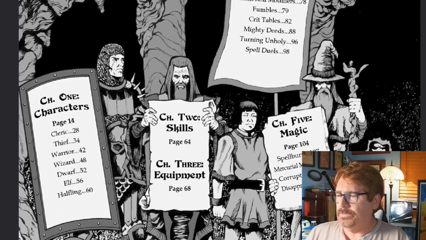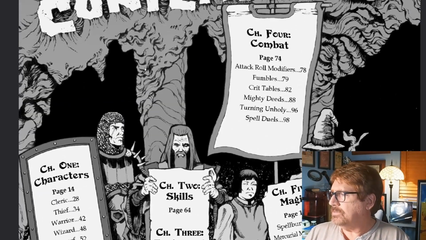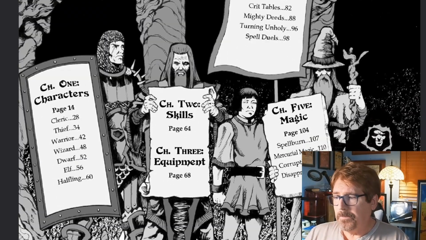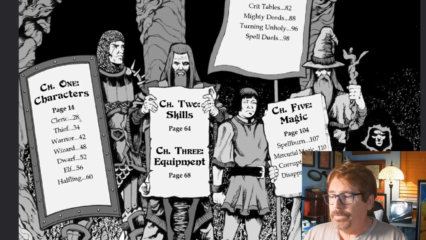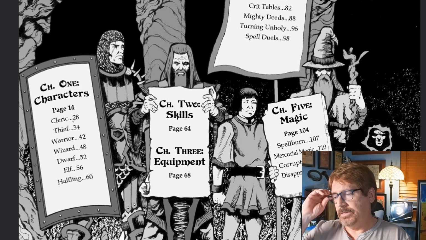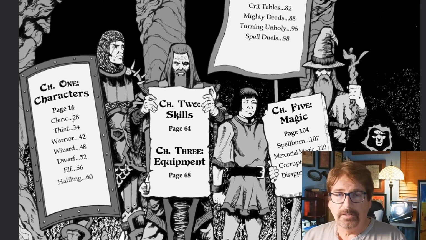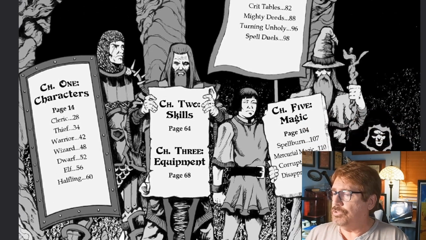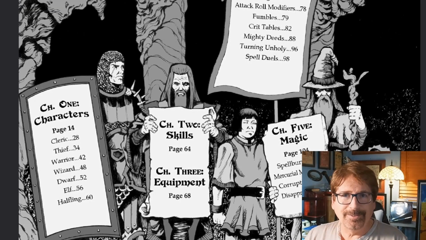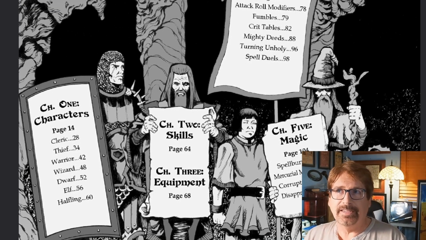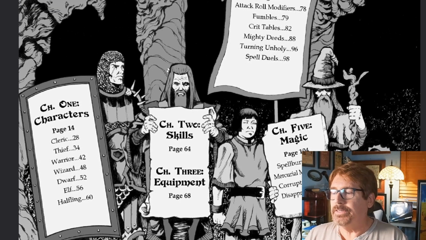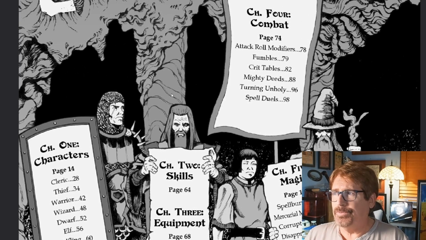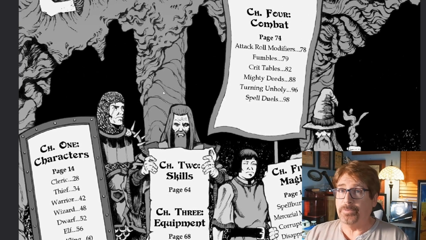So it looks like the table of contents starts off with characters. You've got the cleric, thief, warrior, wizard, dwarf, elf, halfling. So the dwarf, elf, and halfling is a class as race idea from basic D&D. So that's interesting. That way people that came from old editions that didn't like AD&D would prefer this. For the standard classes that players come across, it makes it a lot easier for the DM to spin them up real quick.